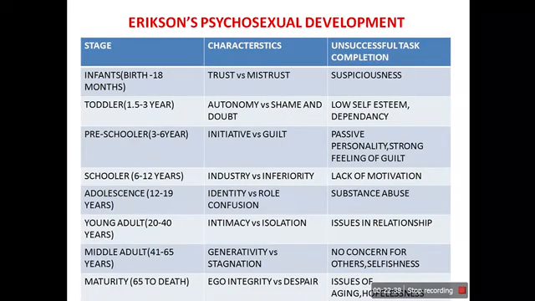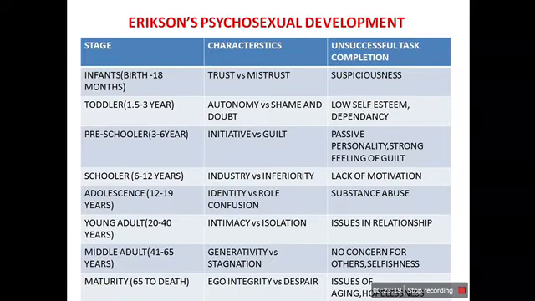Another important personality development theory is Erikson's psychosocial development. Erikson describes different stages. The first one is infants. Infancy starts from birth to 18 months. He says the characteristic of this stage is trust versus mistrust. In this stage, the baby views the world as safe and reliable. The baby believes everyone. He views the world as a safe and reliable one.